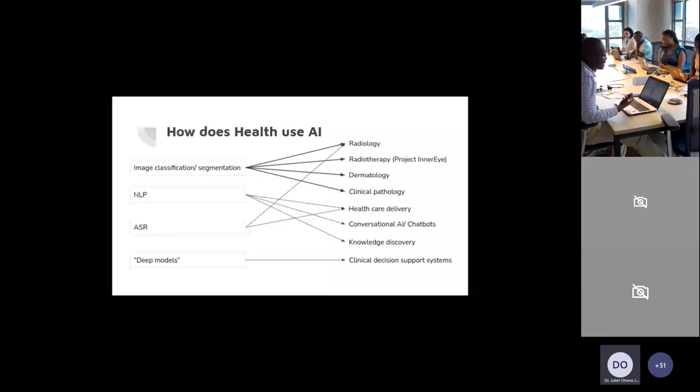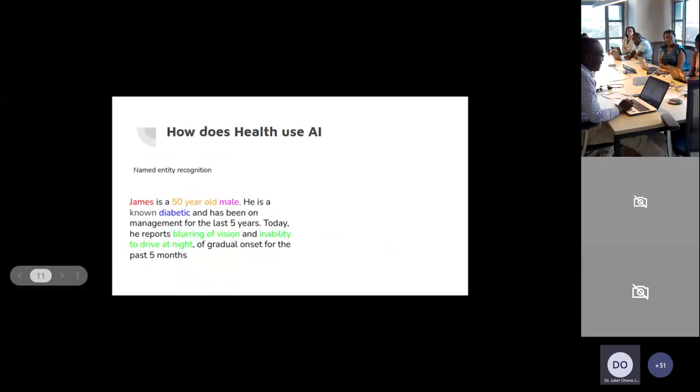Clinical decision support systems are not new. They existed previously and used other approaches, but deep models are able to take in more data, digest it, and actually predict what's going to happen to patients. I'll bring up some examples of NLP here. In this text, you're able to see a clinical note about James, a 50-year-old male who is a known diabetic and has been with this condition for the last 5 years.